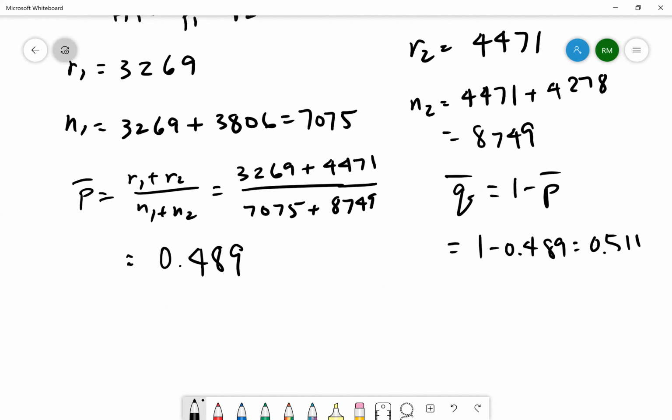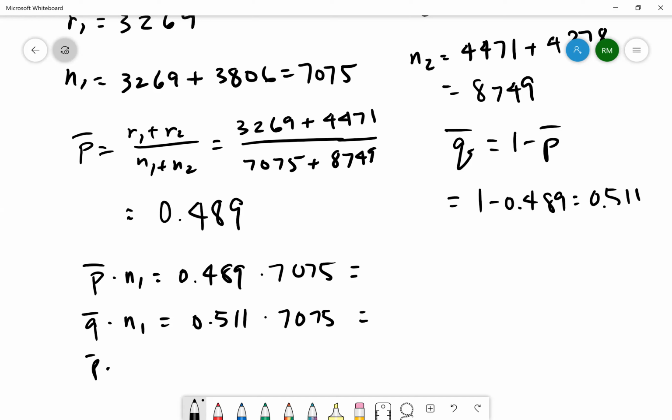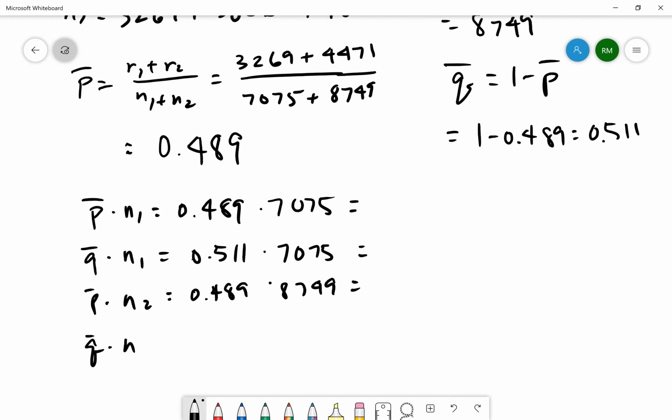Okay, so now we need to test that P bar times N1, which is 0.489 times 7075. Let's see what that's equal to. Q bar times N1 is 0.511 times 7075. P bar times N2 and then Q bar times N2. So we need to calculate these four quantities and make sure that they're all bigger than 5.